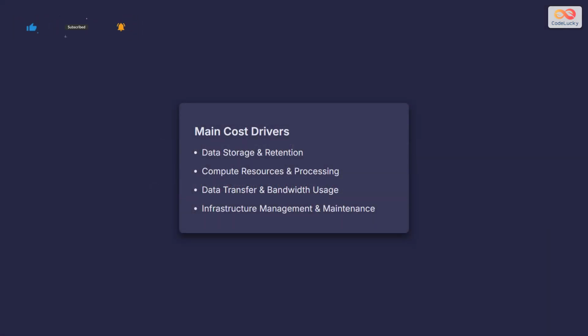Here are some of the main cost drivers in big data. These include data storage and retention, which refers to the expenses associated with storing large volumes of data over time. Then there is compute resources and processing, that involves costs for servers, processing power, and other computational resources required to analyze data. Data transfer and bandwidth usage refers to the costs incurred when moving data between different locations or systems. Finally, we have infrastructure management and maintenance, which includes the costs of maintaining hardware, software, and other infrastructure components.